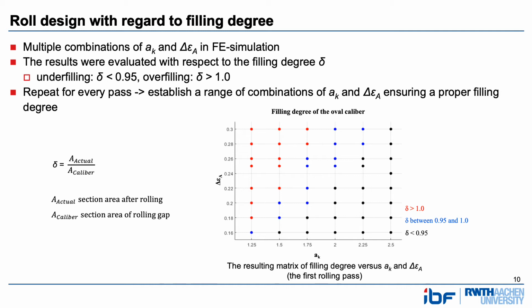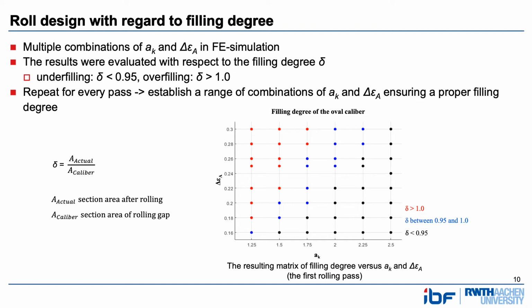And here is the resulting matrix of filling degree versus the axis ratio and the area reduction for the first rolling pass. Each data point represents a combination of the axis ratio and area reduction, with different colors indicating the filling degree. In this case, the combinations colored blue are allowed combinations with adequate filling degree.